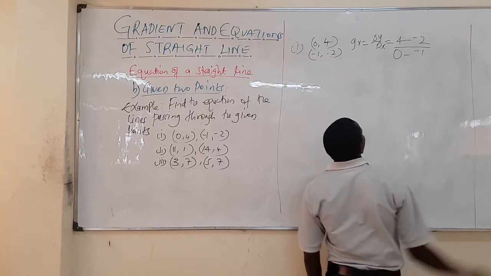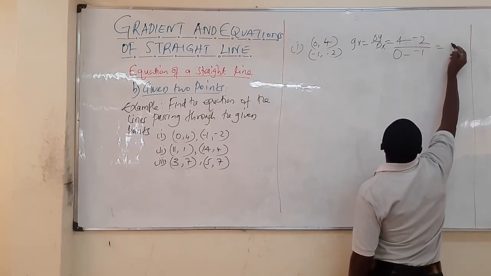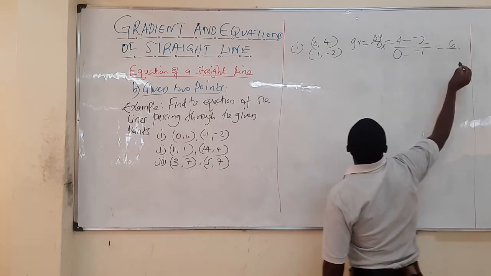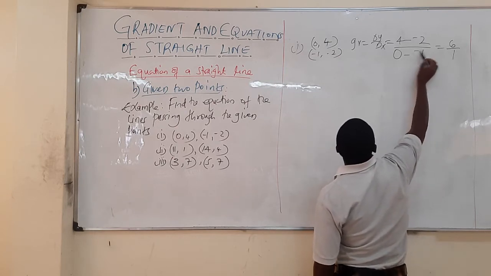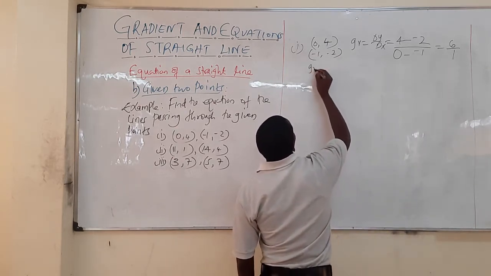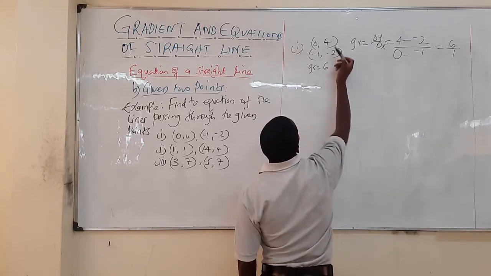A minus 4 by minus is usually plus. So 4 minus 2, you're going to get 6. Then 0 minus 1 is 0 plus 1, you get 1. So our gradient is 6. Then we choose one point, either 0, 4 or minus 1, 2.